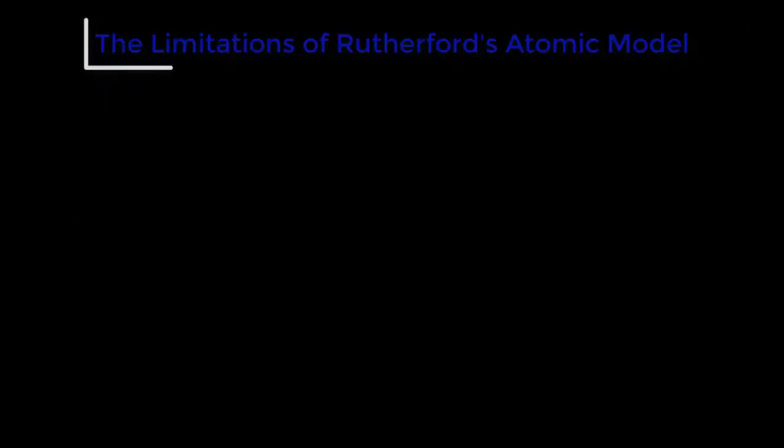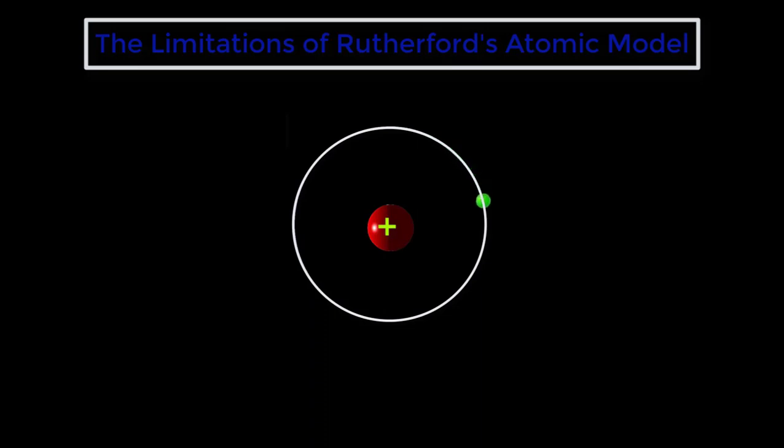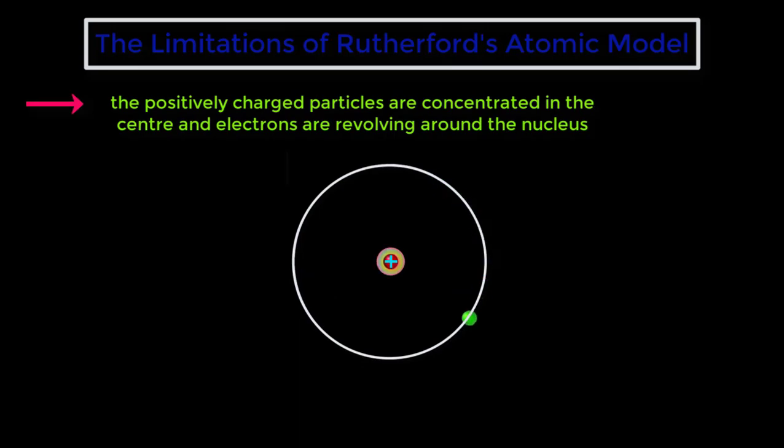Now we will learn the limitations of Rutherford's atomic model. Rutherford was able to explain the position of protons inside the atom, which was in the nucleus. But Rutherford's model had many drawbacks. One drawback amongst them, which is very crucial, is that Rutherford said the positively charged particles are concentrated in the center and electrons are revolving around the nucleus.